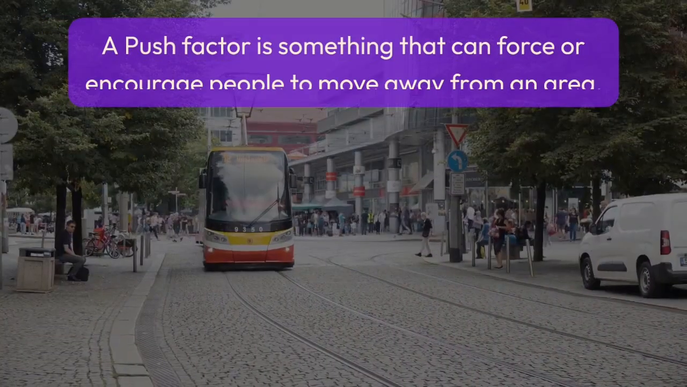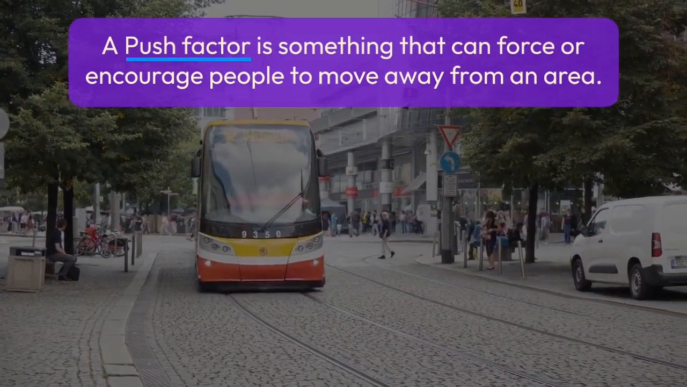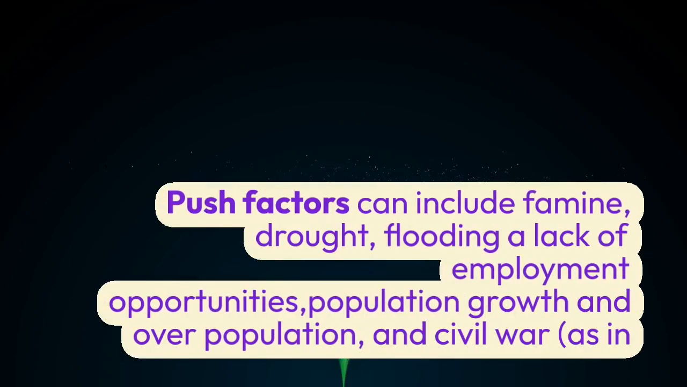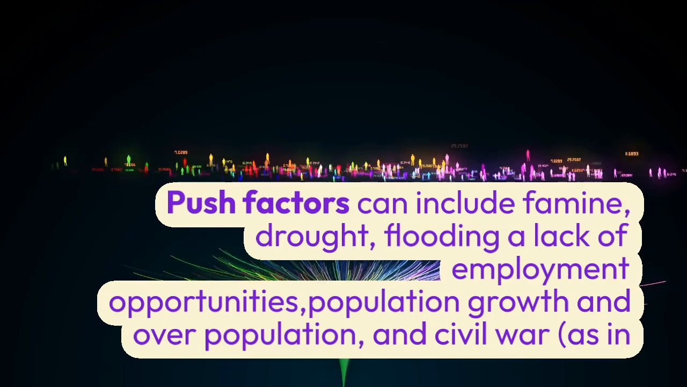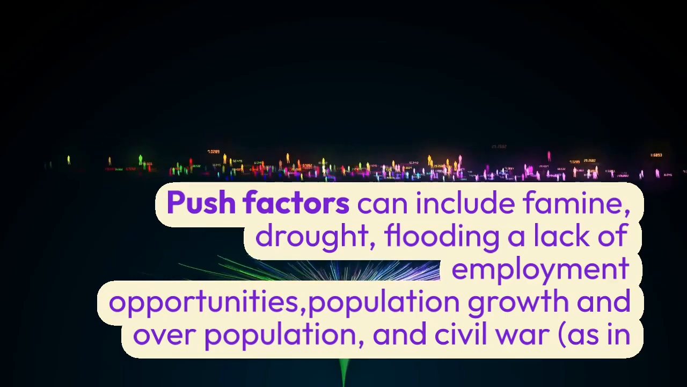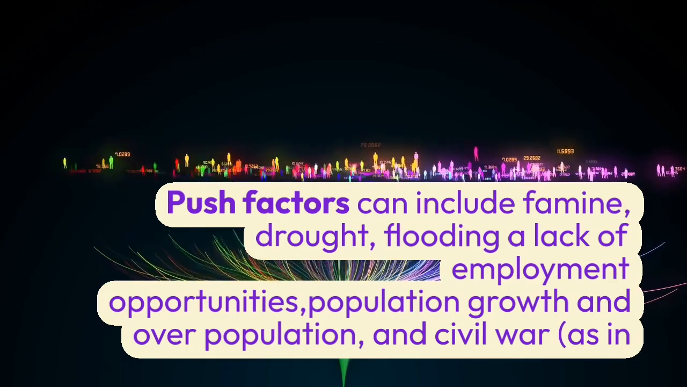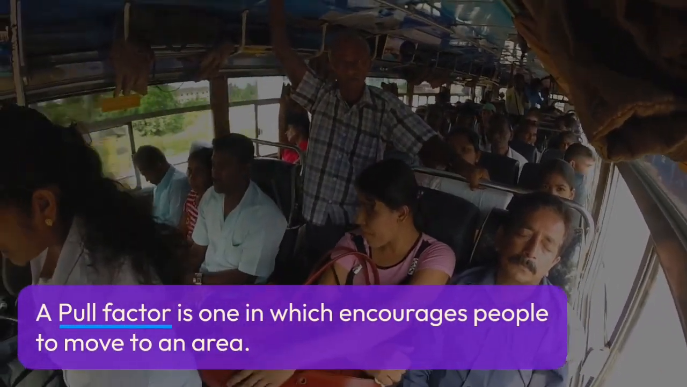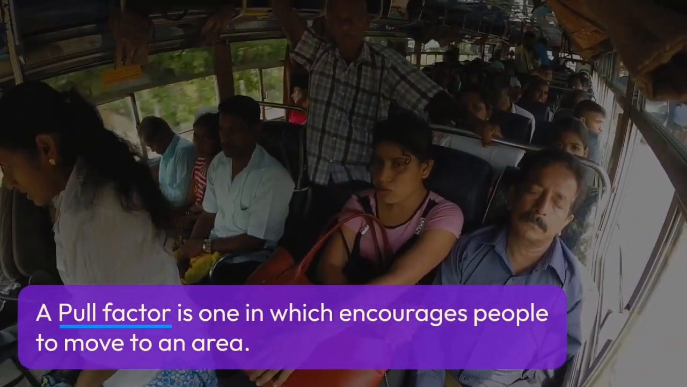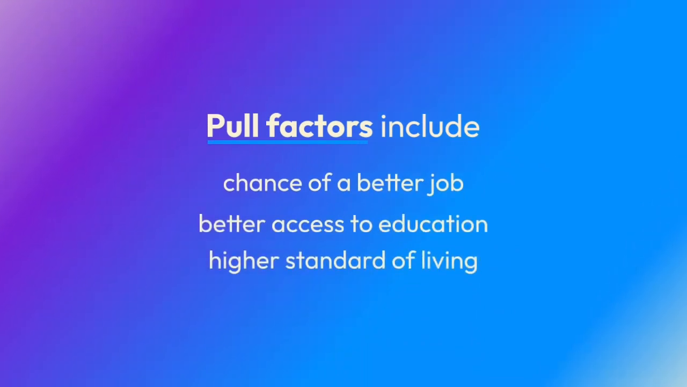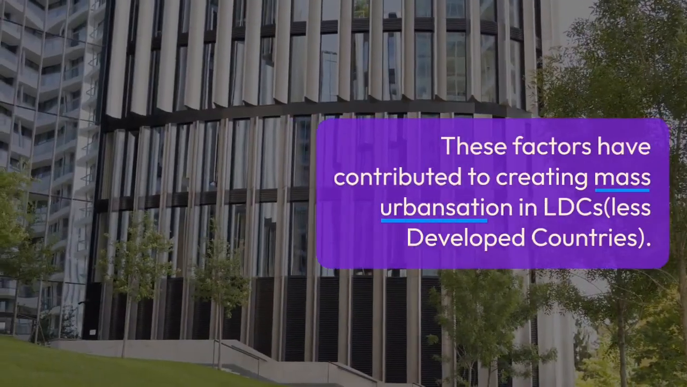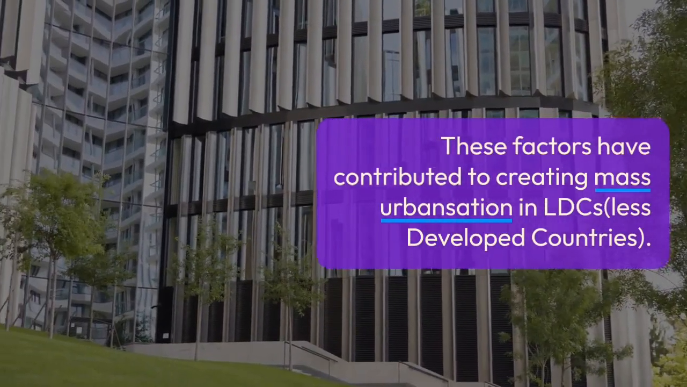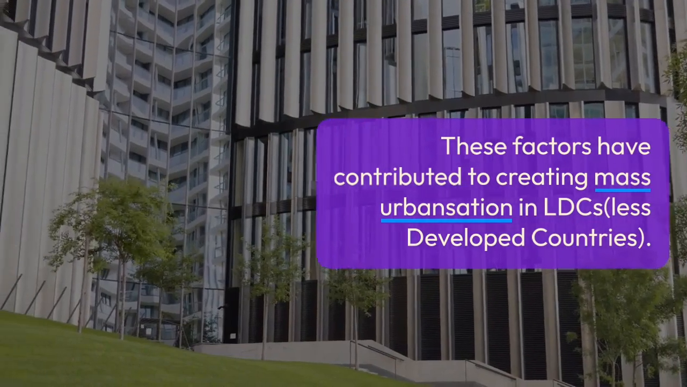A push factor is something that can force or encourage people to move away from an area. Push factors can include famine, drought, flooding, a lack of employment opportunities, population growth and overpopulation, and civil war, as in Darfur at the moment. A pull factor is one which encourages people to move to an area. Pull factors include the chance of a better job, better access to education and services, and a higher standard of living. These factors have contributed to creating mass urbanization in LDCs, less developed countries.